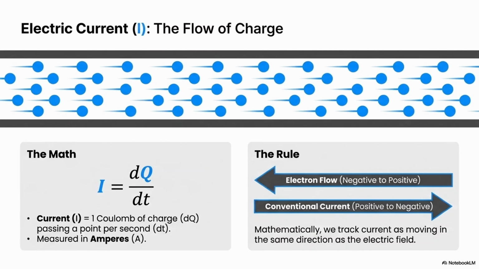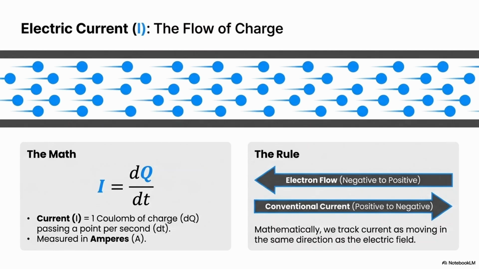Wait, hold on. I need to stop us here because I'm looking at the slide's breakdown of current and the math completely contradicts the physical reality. Ah, yes. I know exactly what you're looking at. Is there a typo in these notes? Because it says physical electrons carry a negative charge, so they are repelled by the negative side of a battery and flow toward the positive side.